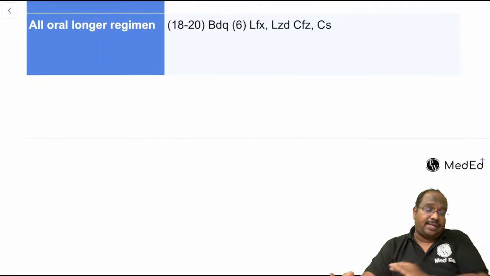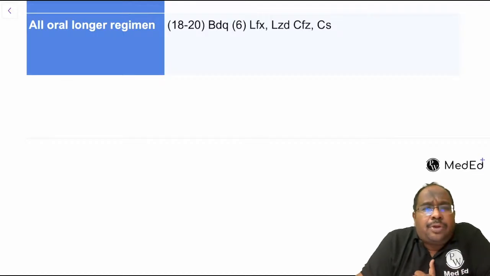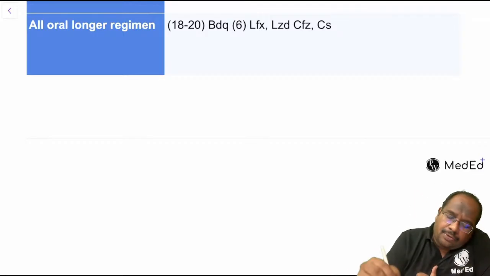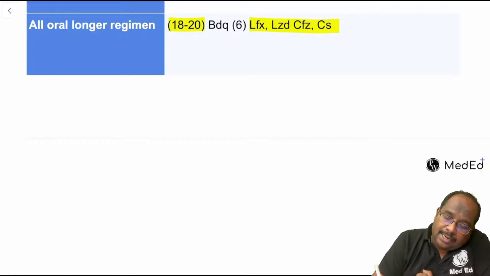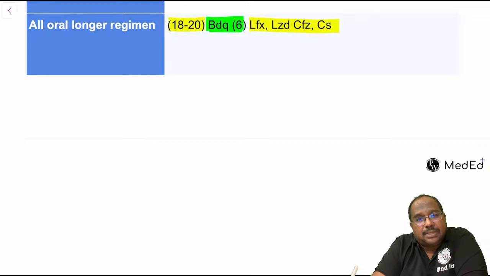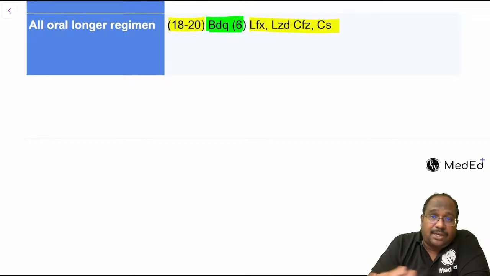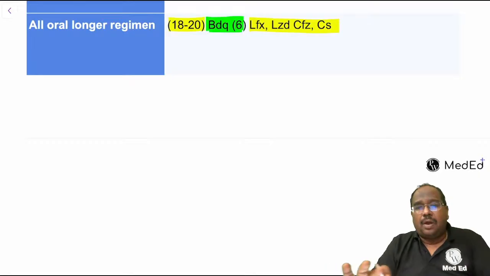This is what is given in the textbook of Park, guys. So 18 to 20 months you have to provide. All 4 drugs, guys: levofloxacin, linezolid, clofazimine and cycloserine. And bedaquiline you are going to provide for 6 months, bedaquiline alone 6 months. The remaining drugs you have to give for 18 to 20 months. All these treatments are of very long duration.